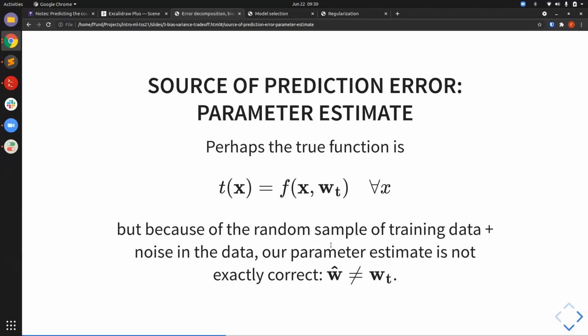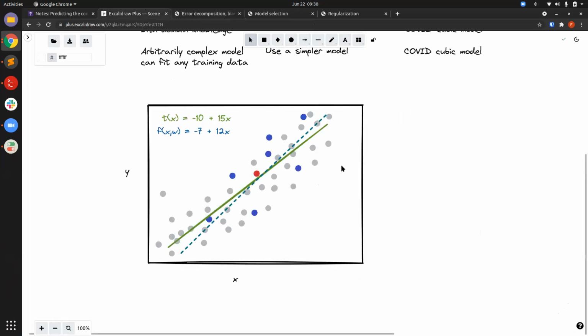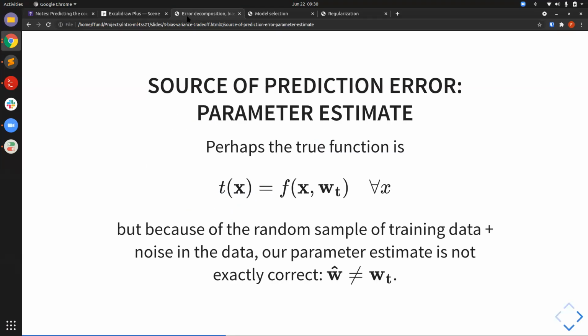Okay. So that's a second source of error. The second source of error is that our parameter estimate is not exactly correct because of the random error in the training data. Okay. What else could go wrong?